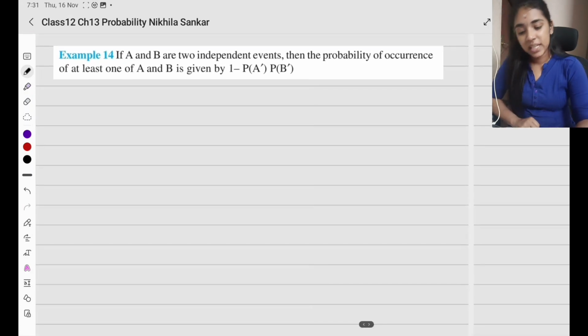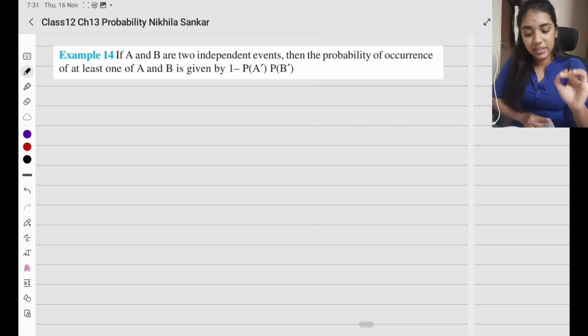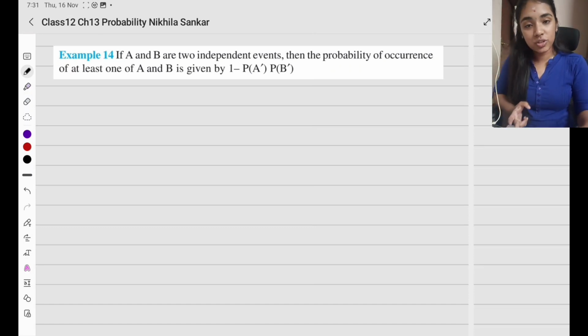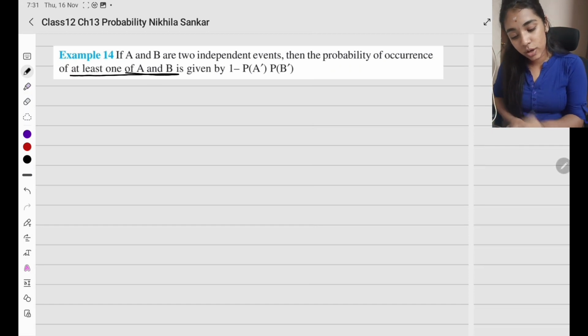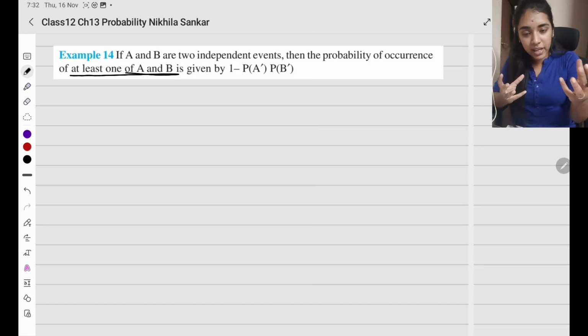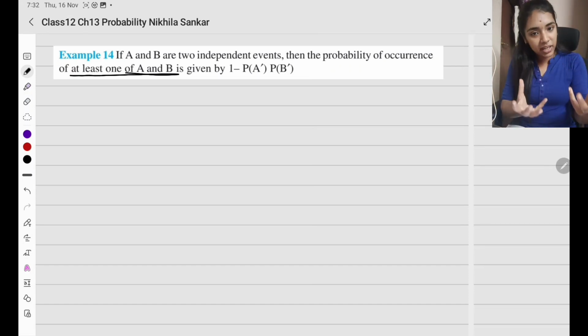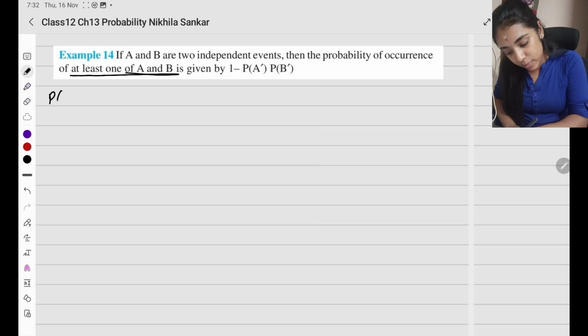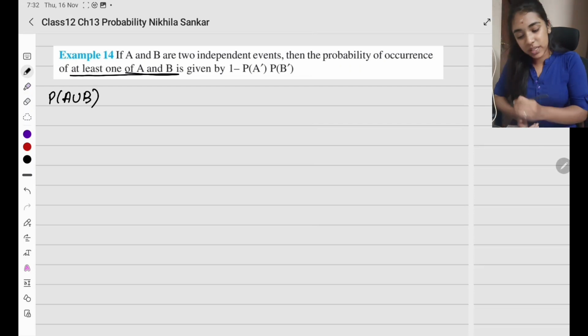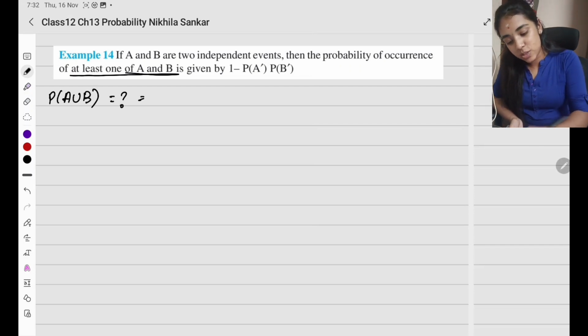Last example. If A and B are two independent events, then the probability of occurrence of at least one of A and B is given by this. This is the proof. So first of all, how do we interpret in maths what is given in English? The probability of occurrence of at least one of A and B. At least one of A and B means either A happens or B happens. So at least one happening is probability of A union B. This is what they are asking, and this is what they are asking us to prove, that it is probability of A dash times probability of B dash.